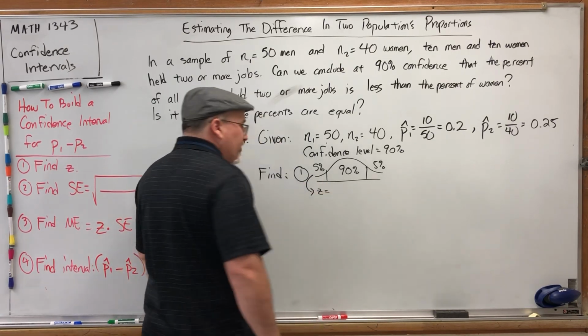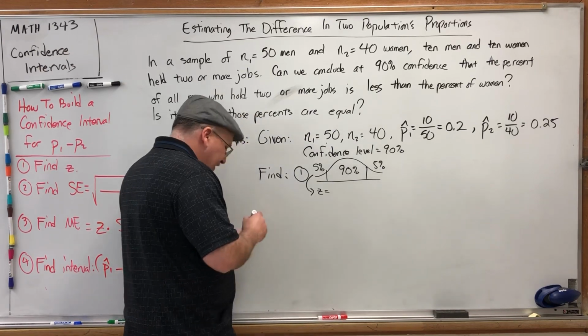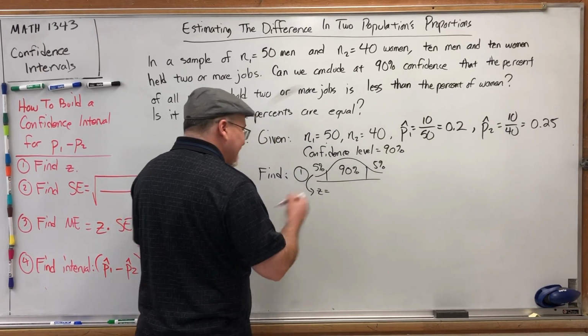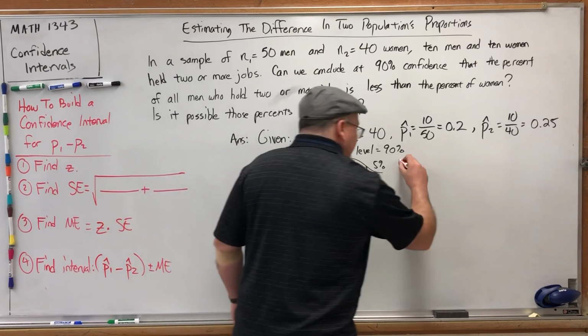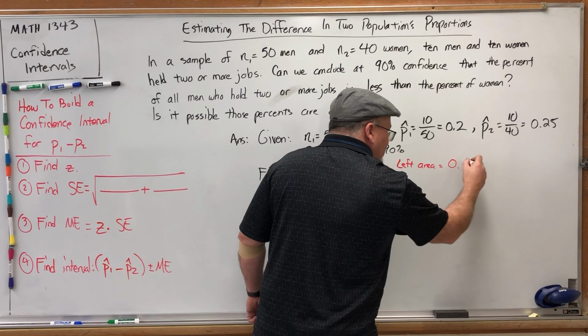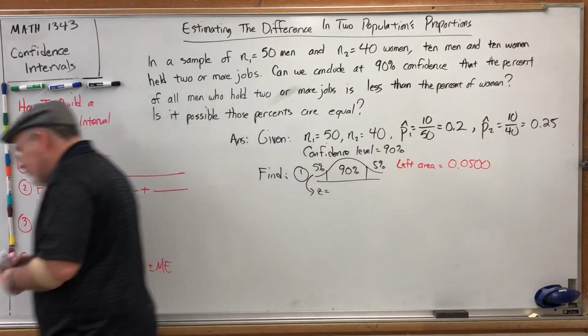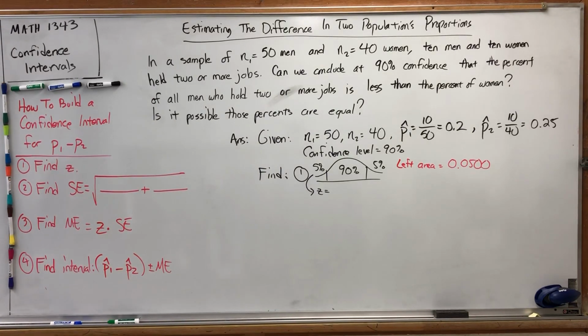Well, remember, in the z chart, the areas are in the middle and they have 4 decimal places. So we need to think of this 5% as a 4-digit decimal. The left area, let's go ahead and just write this here. The left area is 5%, so 0.05. And then stick 2 zeros. Let's see, 5%. I'm going to double check.